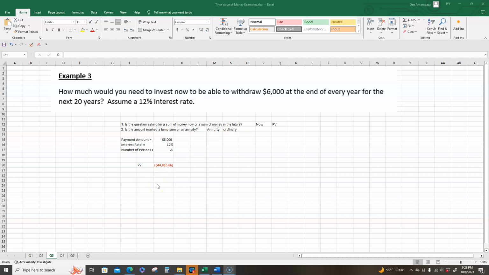So, what does this mean? We need to invest $44,816.66 now to be able to withdraw $6,000 at the end of every year for the next 20 years, assuming we receive a 12% interest rate. That's it for this question.